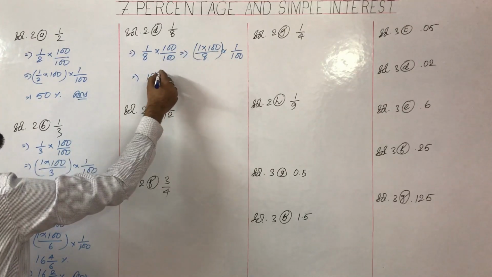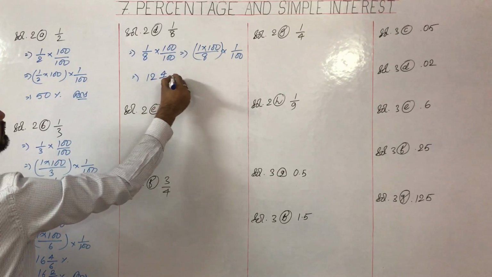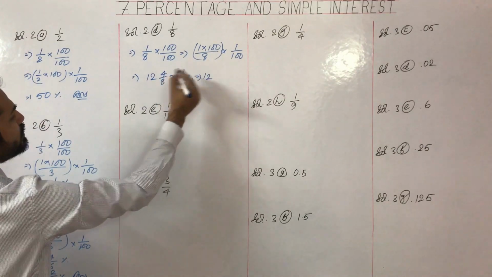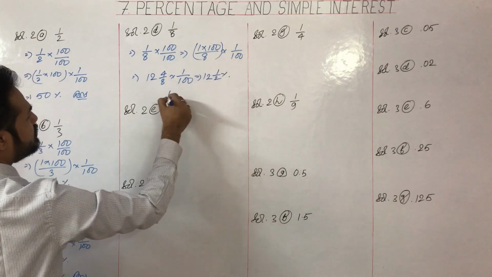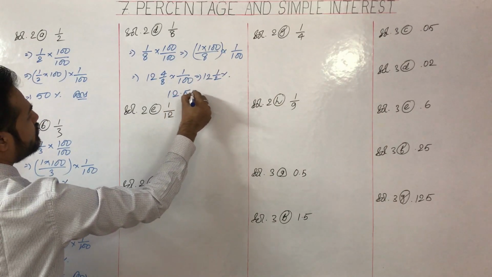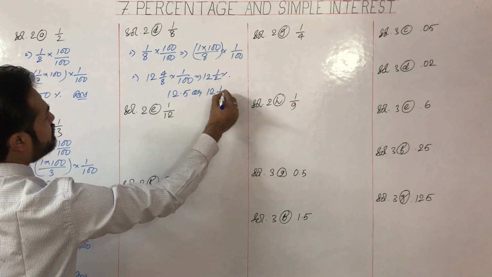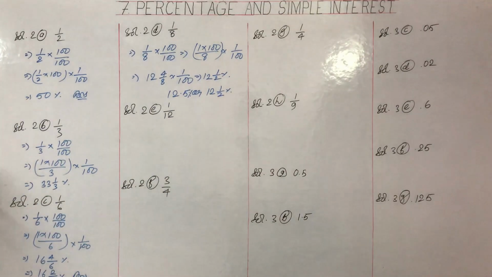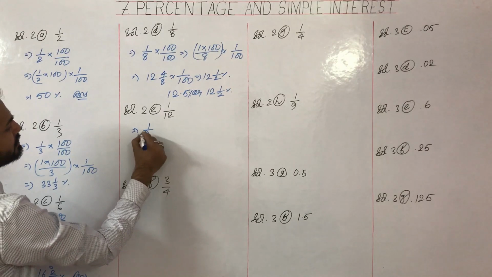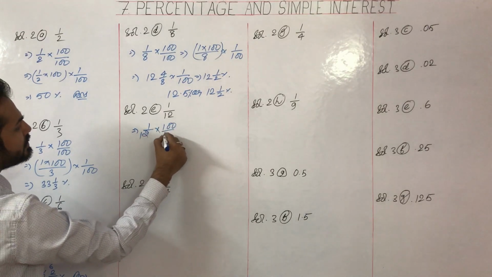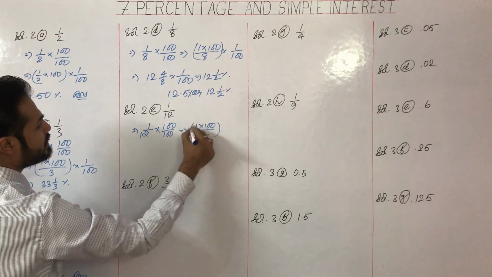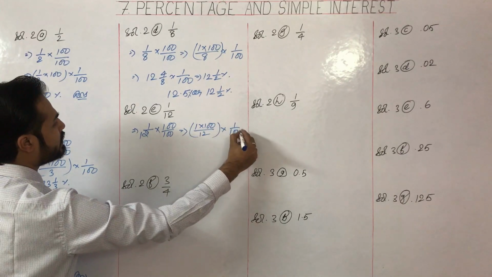96 by 8 is 12, and remaining 4 by 8 into 1 by 100, or 12. 4 by 8 means 1 by 2%. So 12.5 or 12 1 by 2% is the answer. Then next, 1 by 12. Again, the method is the same. Write 1 by 12 into 100 by 100. In the next step, 1 into 100 by 12 separately into 1 by 100.